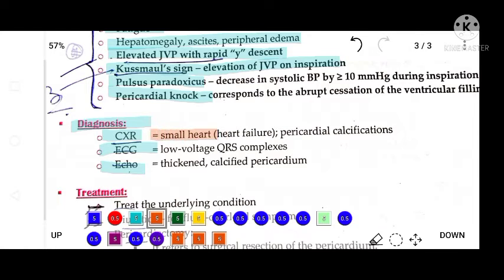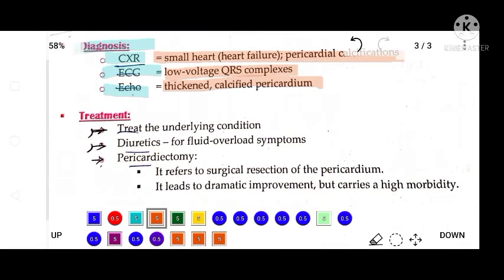Chest X-ray shows a small heart because of the constriction, and pericardial calcification. ECG shows low voltage QRS complex. Echo shows a thickened, calcified pericardium.